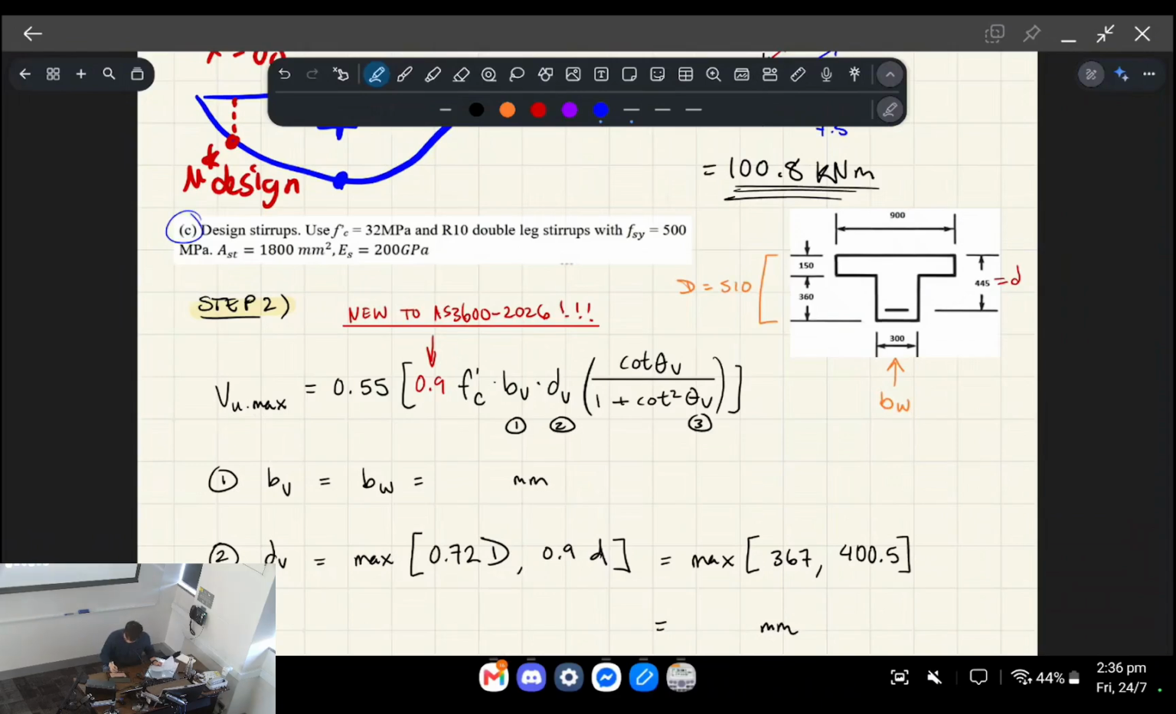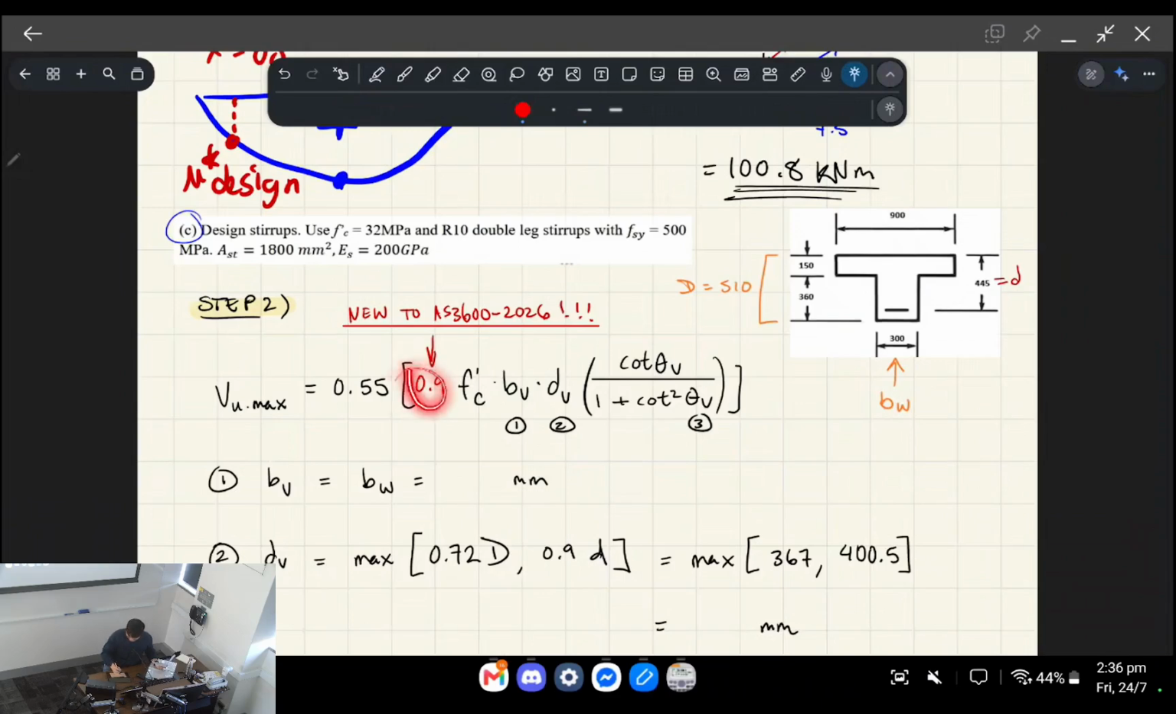So what you'll see is that this formula, VU max, is to do with web crushing failure. It's a particular failure mode, but this has been updated in the concrete standards as of later this year. Taewan's teaching you what you need to know moving forward, but in your finals, if people have done final solutions which you're referring to online, they won't have this 0.9 factor. So keep this in mind.